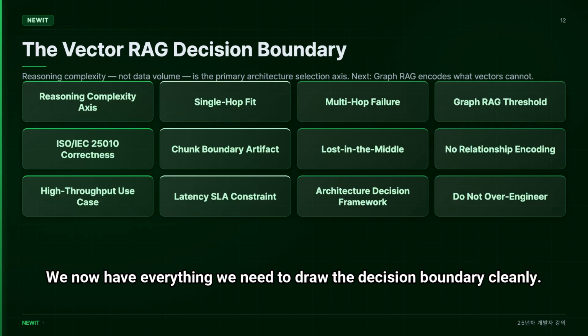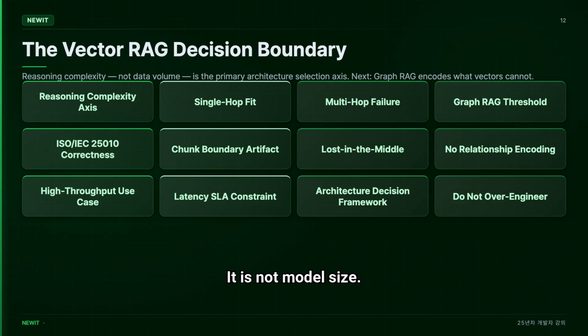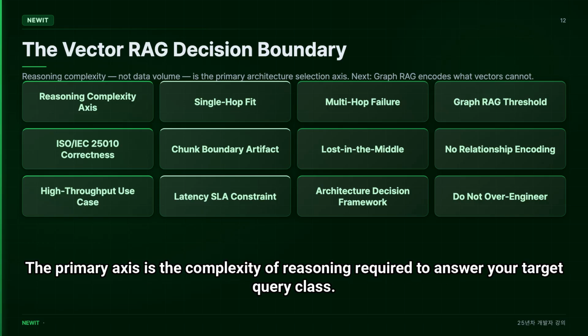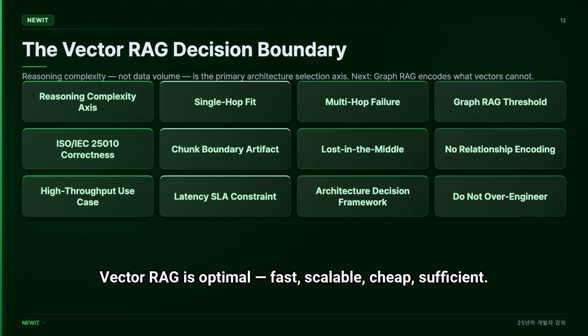We now have everything we need to draw the decision boundary cleanly. The primary axis for choosing your RAG architecture is not data volume. It is not model size. It is not even accuracy requirements in isolation. The primary axis is the complexity of reasoning to answer your target query class. On the left side of that axis, single hop, fact lookup queries. Vector RAG is optimal, fast, scalable, cheap, sufficient.